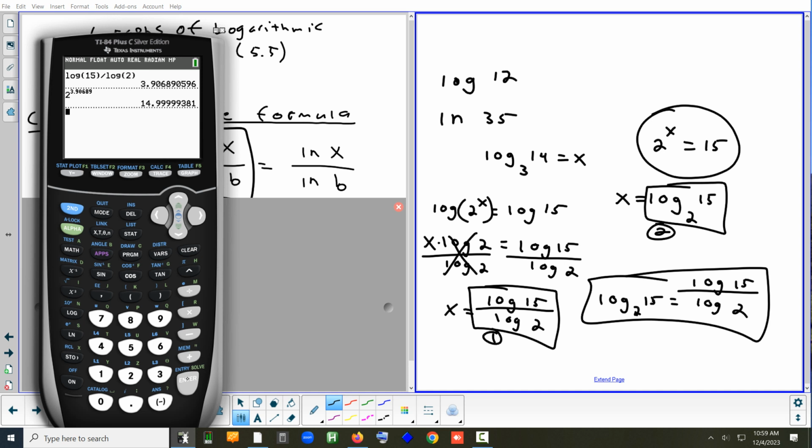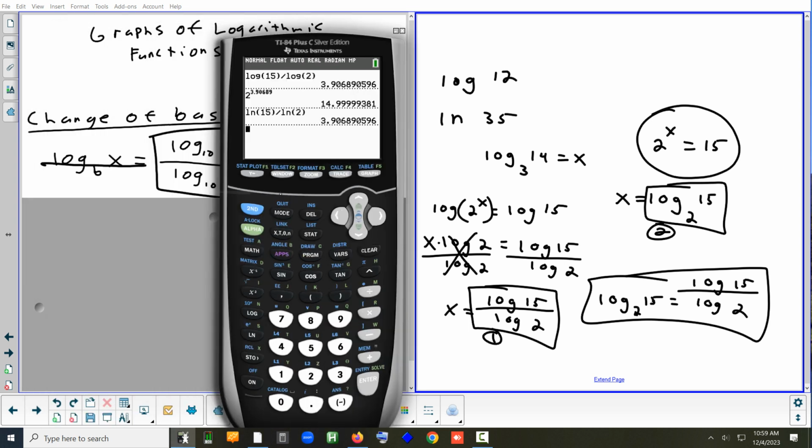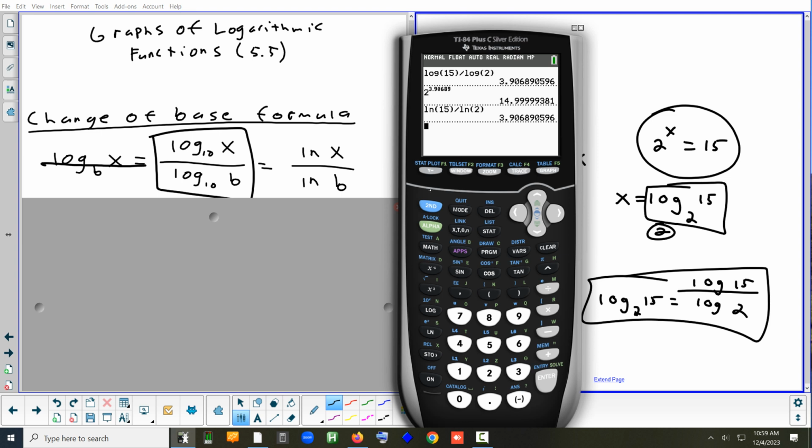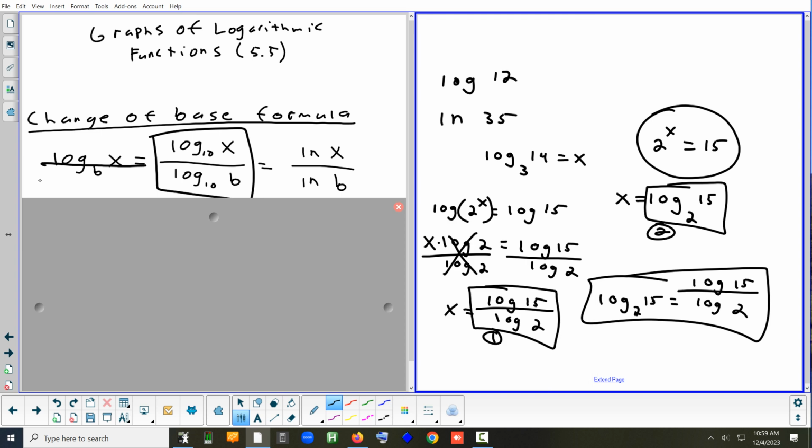Now let's try typing the same thing in with ln. Take the ln of 15 and divide by the ln of 2. 3.906, same answer. So when you do the change of base formula, you can do it either with common log or natural log. Right? And we always pick one of those two because that's what you have a button for on the calculator. Common log and natural log. Okay, so any question on the change of base formula?